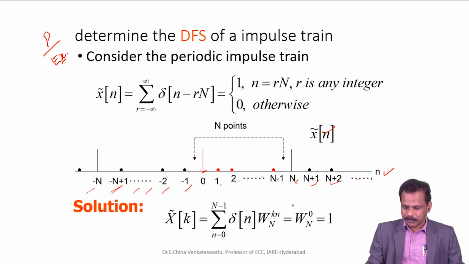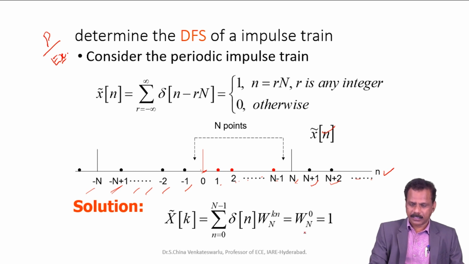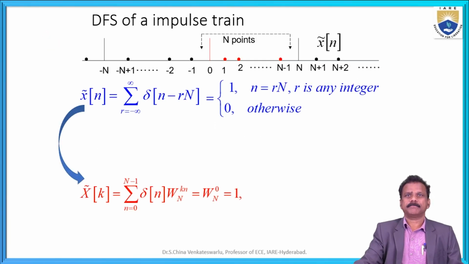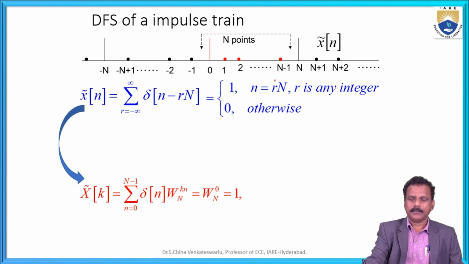So using this, by using the DFS, x of n is equal to the summation n equal to 0 to N minus 1, delta of n, the Twiddle factor. Here n is initially 0, so it is equal to 1. So here the DFS of the impulse train, x of n, is given as 1 when n is equal to rN, where r is an integer, and 0 otherwise.